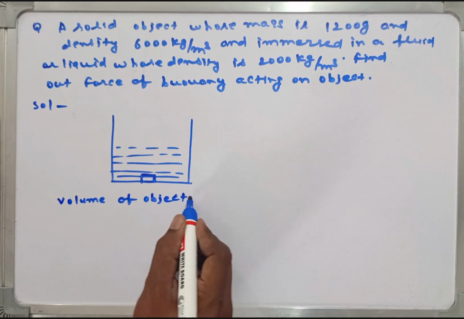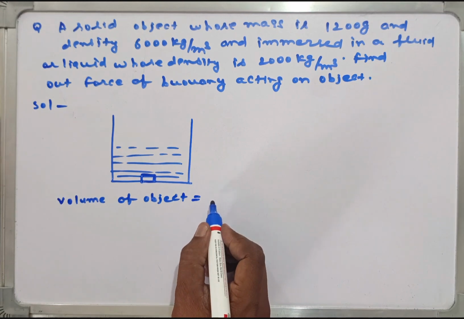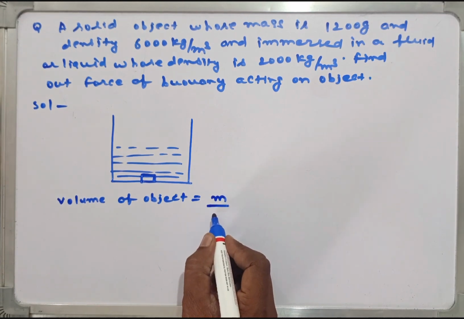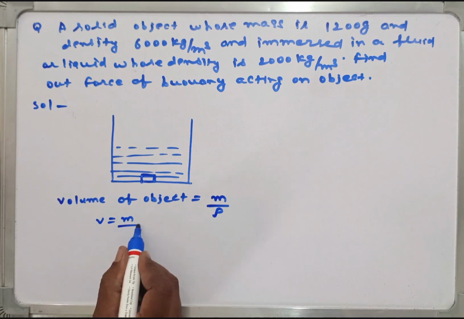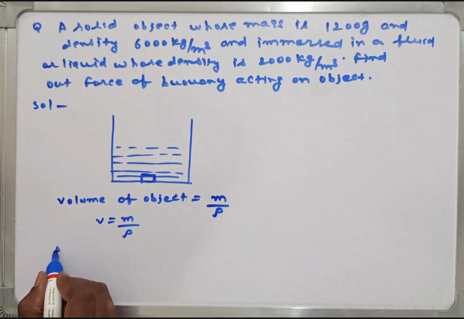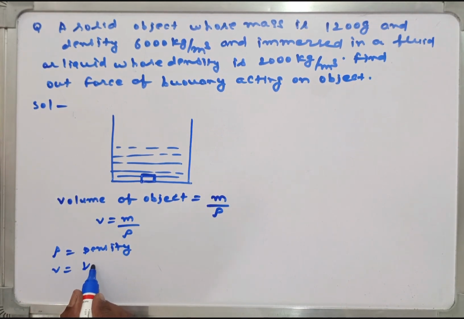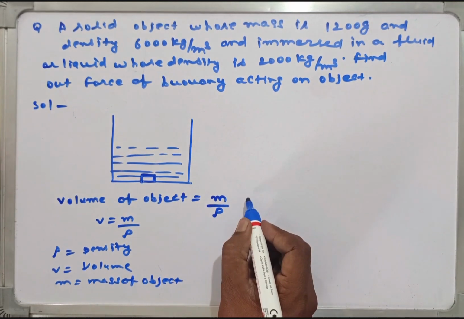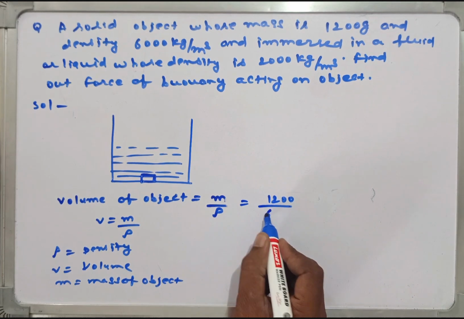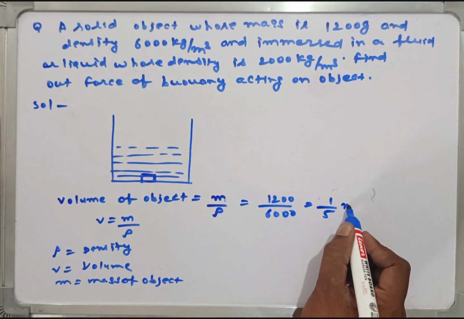So you know the volume of the object is equal to what, guys? Here, mass by density. So V equals m by rho, where rho is known as density, V is volume, and m is the mass of the object. So we can put 1200 divided by 6000, which is 1 by 5, and this is in meter cube.